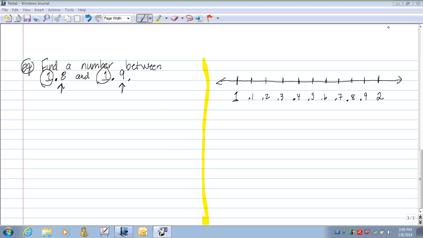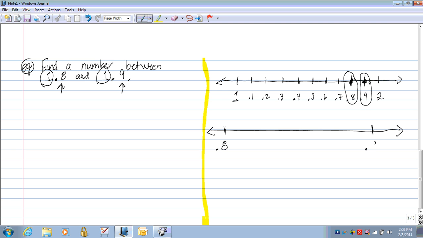Push pause. On this example, they want us to find a number between 1 and 8/10, which is right here, and 1 and 9/10, which is right here. And right now, the way our number line is, we don't show that. So I'm going to draw a number line, another one, and I'm going to take this part, 8/10, and then the other part, because they want the number to fall between 8/10 and 9/10, and this is actually 1 and 8/10 and 1 and 9/10.